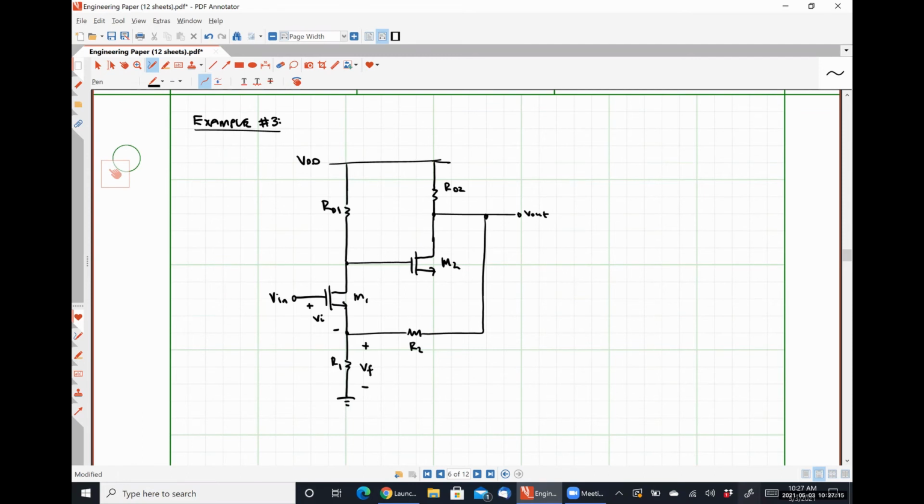This is my feedback voltage, VF, the drop over R1, which is similar to the voltage drop over RE in our last example. And Vn is obviously substituting in for Vs. Vout is substituting for Y, right? And to make our life easier, lambda 1 and lambda 2 are 0. So we're not going to have to worry about channel length modulation.